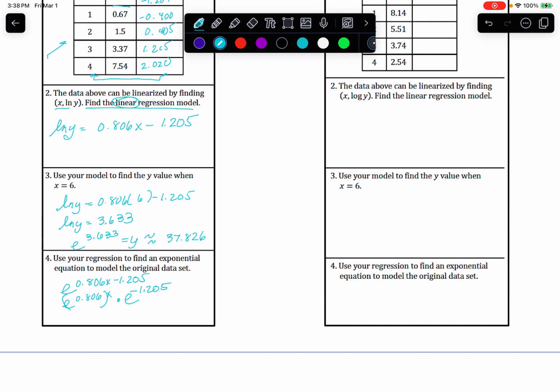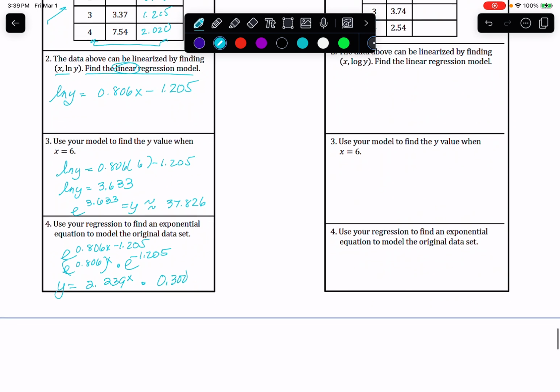So you get y equals, and e to the 0.806 would be 2.239 to the x times e to the negative 1.205 is 0.300. So rewriting it the way we usually write it, we write y equals 0.300 times 2.239 to the x. All right?